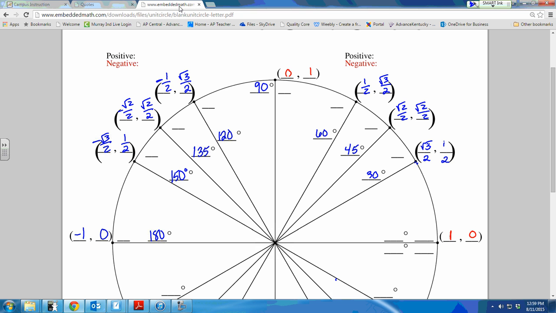Does that make sense? Yes, the mirror image of this one. These are mirror images of each other. The exact same numbers, it's just the signs are different because it's in the second quadrant.